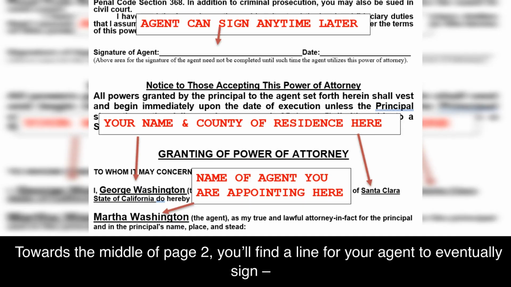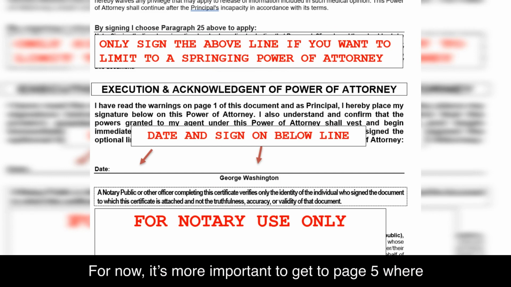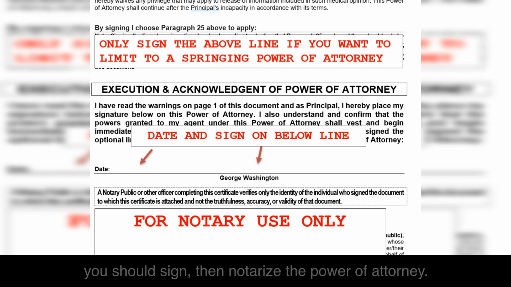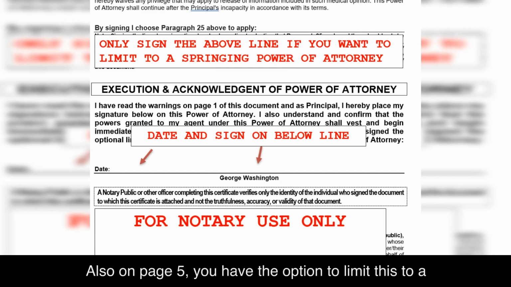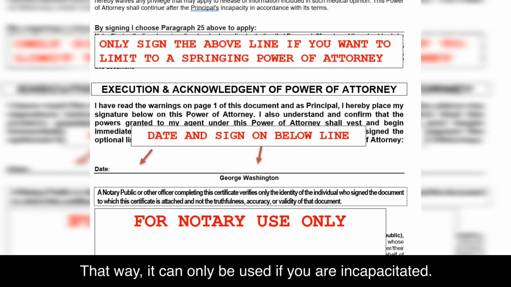Towards the middle of page 2, you'll find a line for your agent to eventually sign, but don't worry about that now unless the person happens to be handy. For now, it's more important to get to page 5, where you should sign, then notarize the power of attorney. Also on page 5, you have the option to limit this to a springing power of attorney by signing under paragraph 25. That way, it can only be used if you are incapacitated.